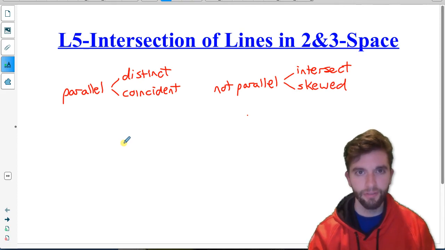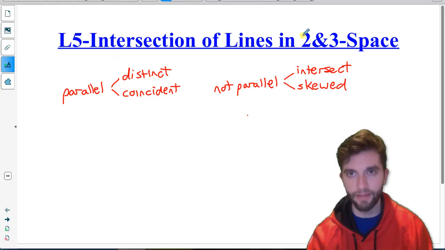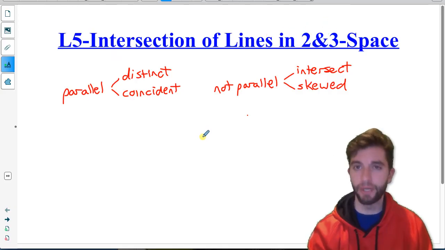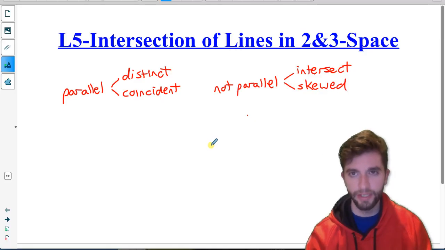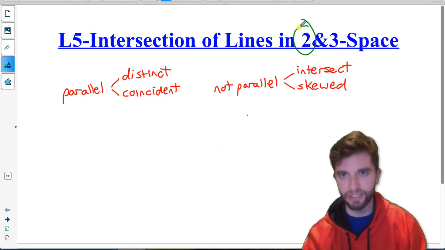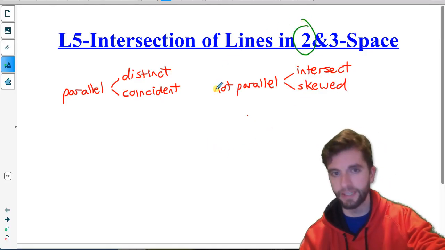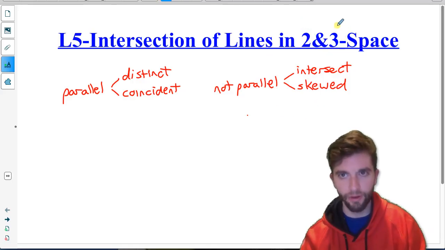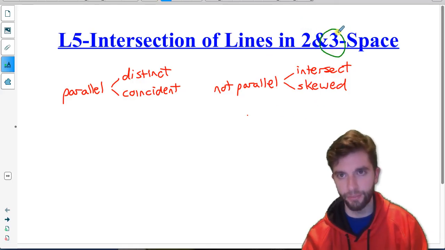Alright, we are on to lesson 5 of the last vectors unit. This lesson is on the intersection of lines in both 2-space and 3-space. So now that we know how to write both vector and parametric equations of lines, we can solve systems of lines in 2-space differently than you would have back in grade 10. But we can now also solve systems of lines in 3-space.